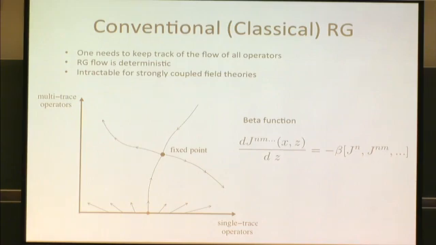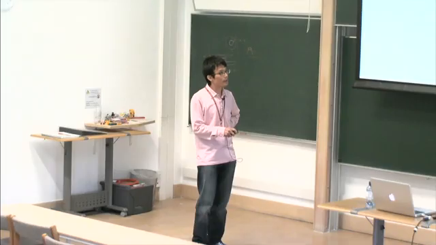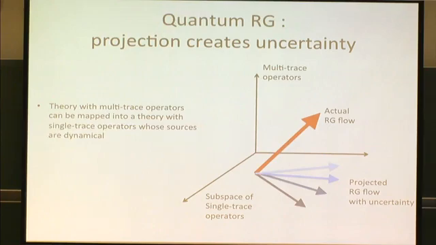There is an alternative way of organizing RG. So the key statement is the following. This is again the space of theories where only single trace operators are turned on. Initially, my UV theory had only single trace operators, and under coarse graining, my theory flows out of the plane. So I now have double trace operators.